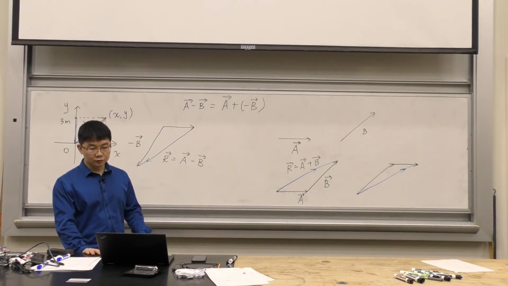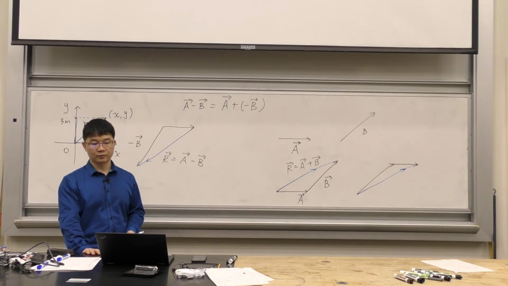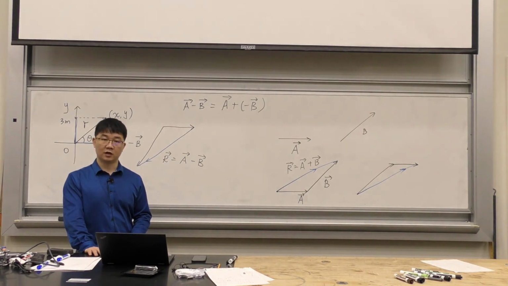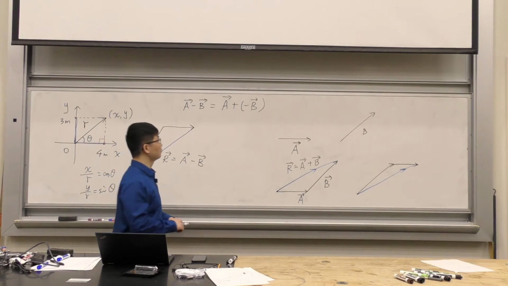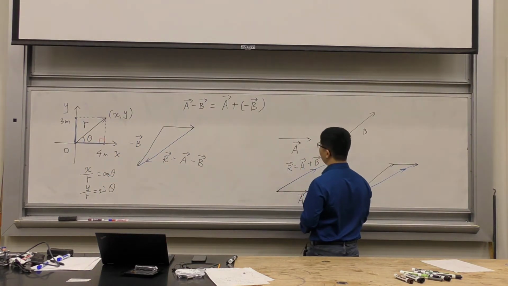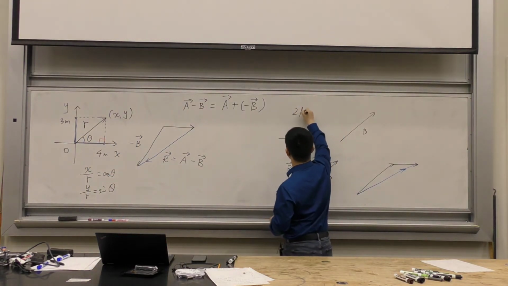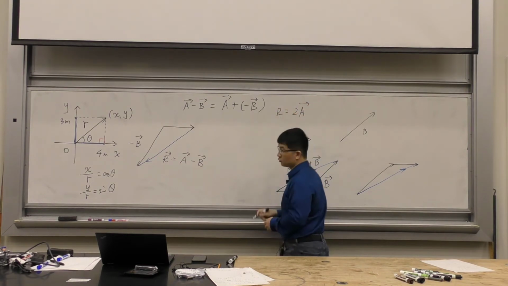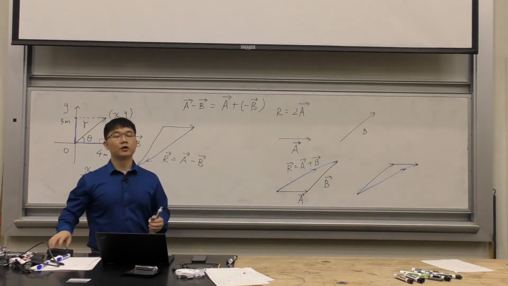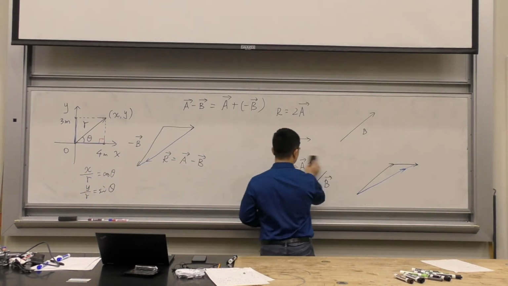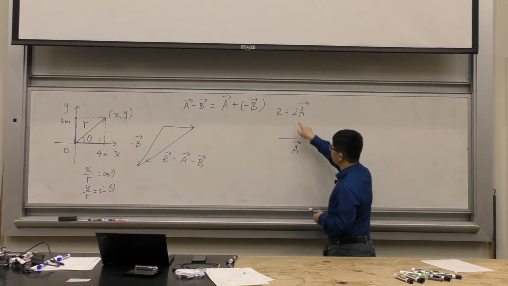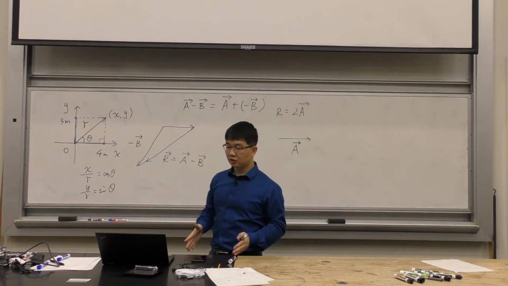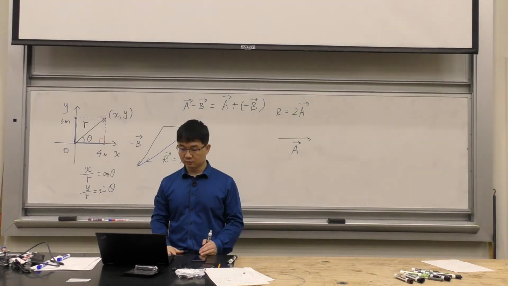And then the third rule we make is this. Sometimes we multiply a vector by a scalar, a pure number. If you multiply a vector by a pure number, say I have vector A and I want to make another vector, 2 times A, what do you do? You multiply the magnitude of A by this number, and that's the new magnitude of the new vector.